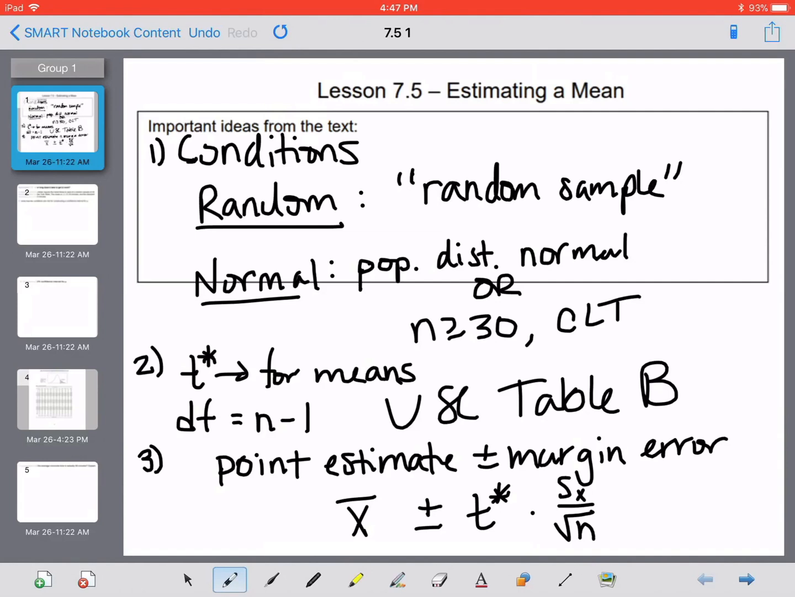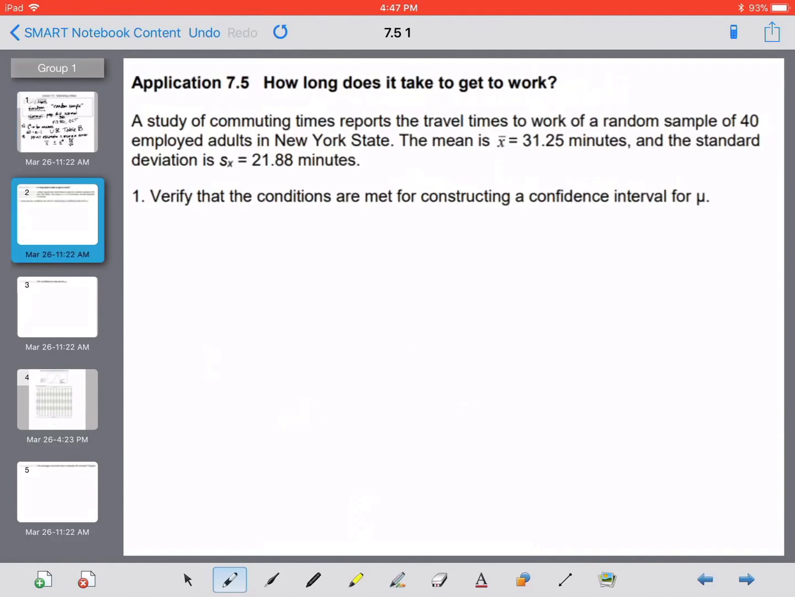So now I'm going to do an example. A study of commuting times reports the travel times to work of a random sample of 40 employed adults in New York State. The mean is 31.25 minutes, and the standard deviation is 21.88 minutes. Verify that the conditions are met for constructing a confidence interval for the mean.